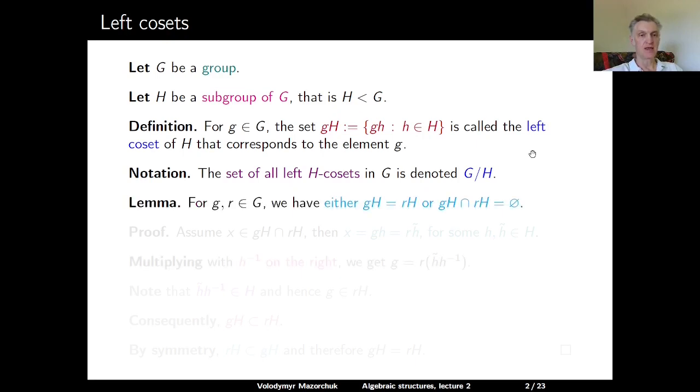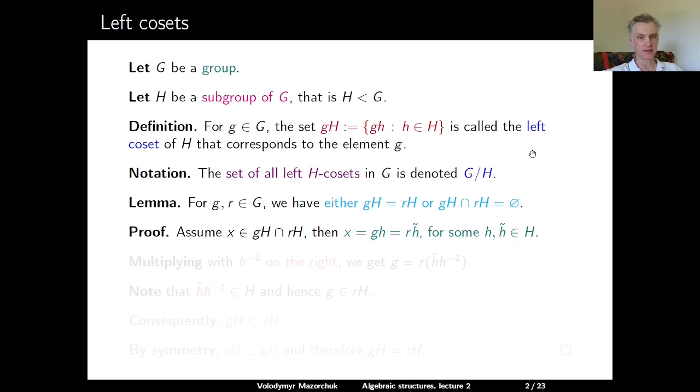Lemma: let g and r be two elements in G. Then we either have that the corresponding cosets gH and rH coincide, or that they are disjoint, which means that the intersection is empty. Proof: assume that gH and rH have some common element.